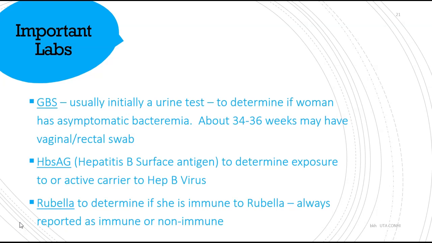And the recommendation is that we do rectal and vaginal cultures again at about 34 to 36 weeks. So we're not going to have results for some of our patients, our preterm labor patients. It's too early to test them, so we don't have those results. We're going to look at their hepatitis B surface antigen, and you might hear this referred to as HBsAg, and that's going to determine whether mom has been exposed or if she's an active carrier of the Hep B virus. We're going to look at rubella to find out if she's rubella immune or not, and that's usually reported as immune or non-immune.